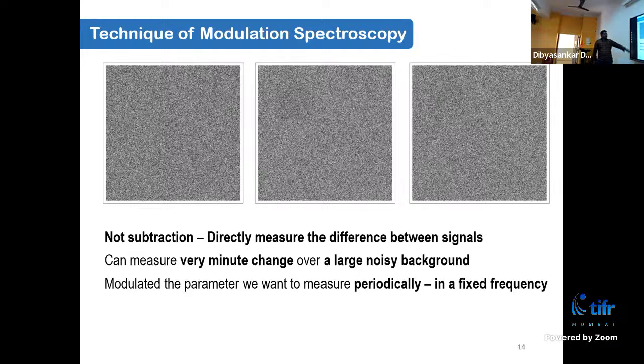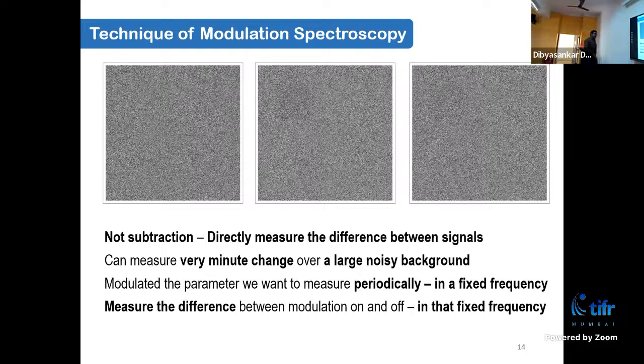So the modulation spectroscopy technique is that the parameter we want to measure, we perturb with a known frequency. So I know that I'm disturbing that system at say 60 hertz or 10 hertz, and whatever disturbance I'm creating, my signal will come at that frequency only. Okay, I'm disturbing my system with light, say at 100 hertz, and I know my signal will come at 100 hertz only, not at any other frequency. And that's why we increase our signal to noise ratio extremely high.